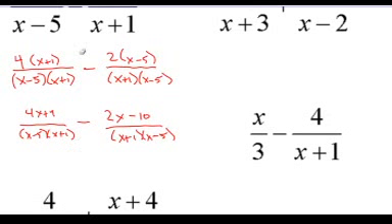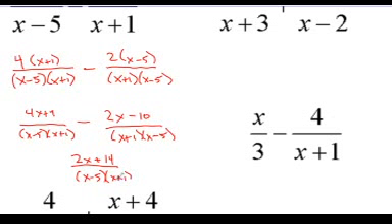Here's where we have to be careful. Apparently I can't write today. 2x, and then 4 minus negative 10. 4 minus negative 10 is 14, so I'm going to say plus 14. Be careful: 4 minus negative 10 is like 4 plus 10. And this is all over x minus 5 and x plus 1.